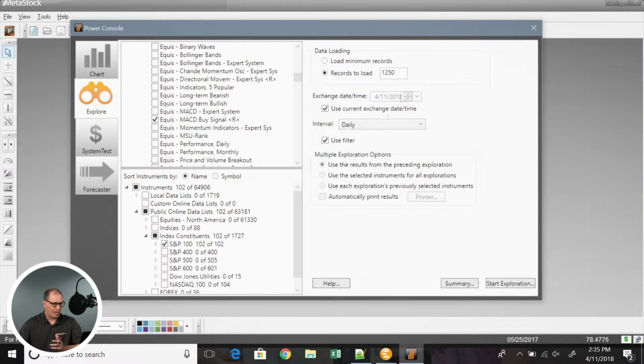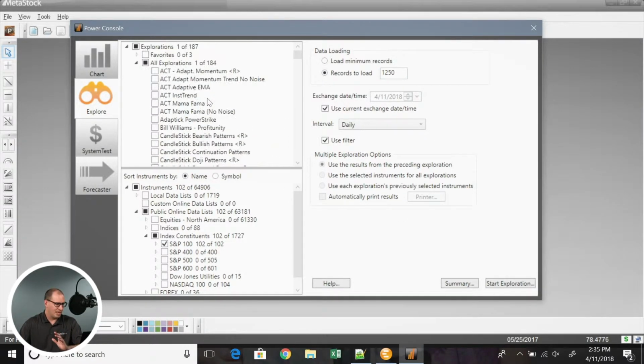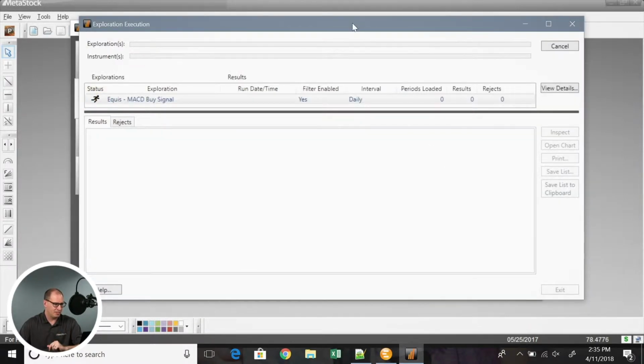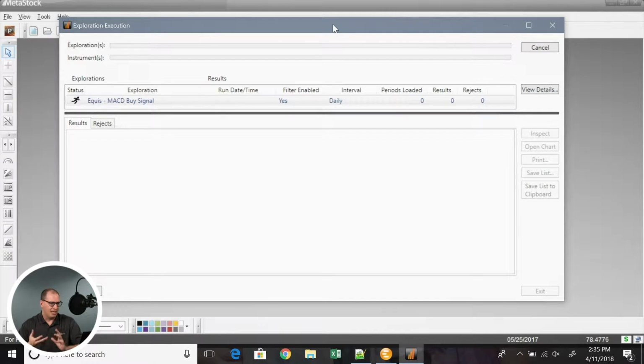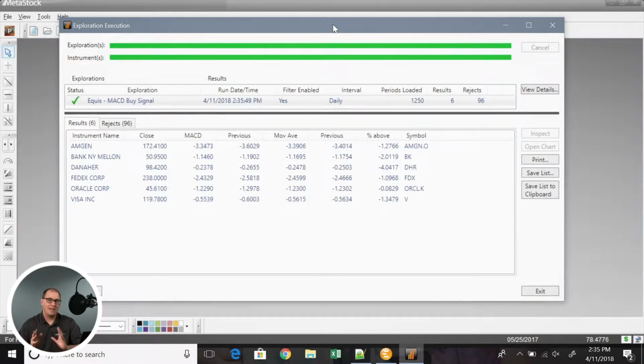So I'm going to go ahead and load 1250 records. I'm going to use my filter and I'm only running one scan here, so I don't need to worry about my multiple exploration options. So we'll just go ahead and choose that. Now my exploration is running. What I'm doing right now is looking for a current opportunity. So let's see what comes back here. Actually, I have 6 opportunities. So I have 6 here that are giving a buy signal today.